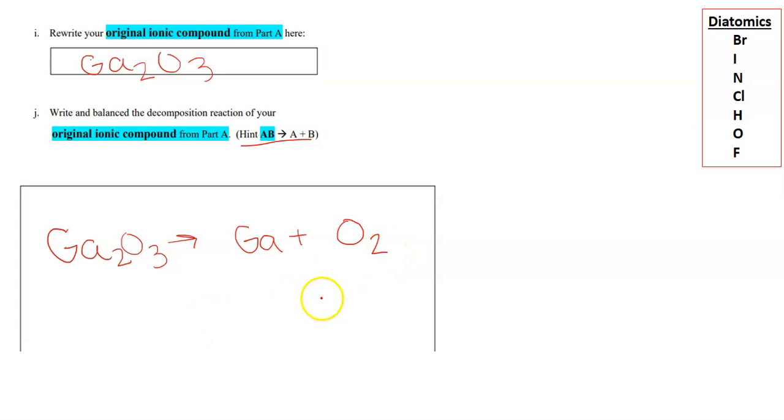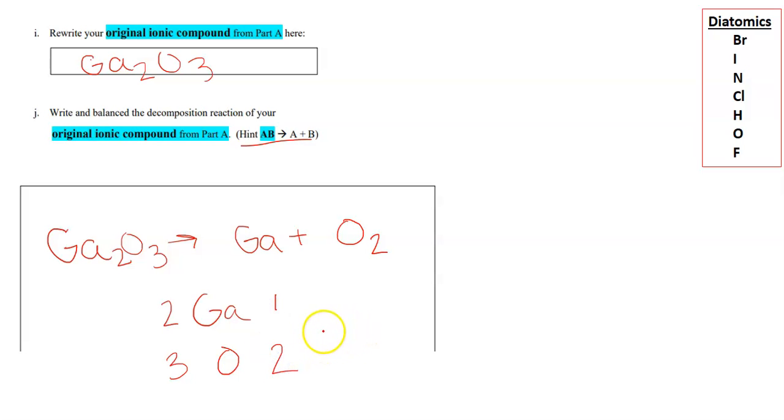And then after you write this decomposition reaction, the only thing you can do now to balance it is put the big coefficients in front. So when we do this on our chart, we'll draw our chart. We have gallium and oxygen. On this side, right now we have 2 galliums and 3 oxygens. And on the product side, right now I have 1 gallium and 2 oxygens.